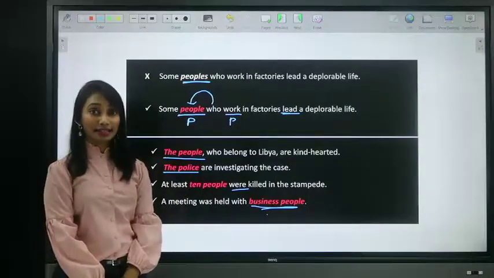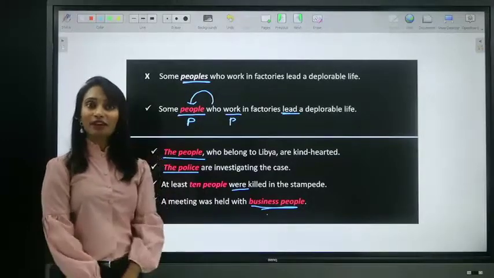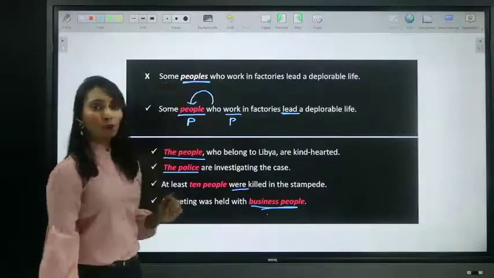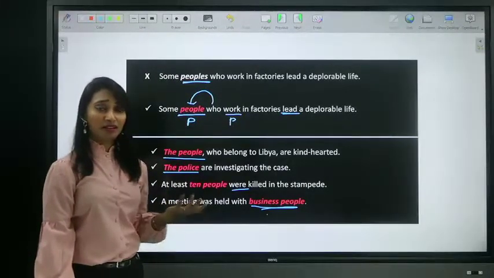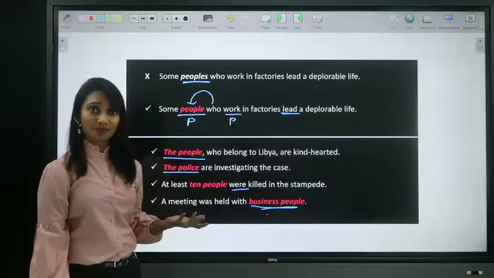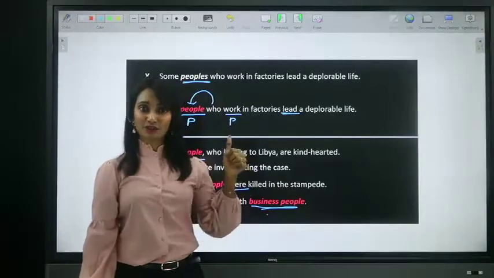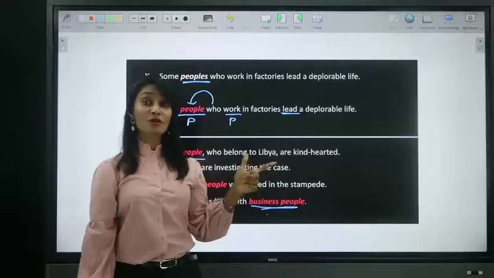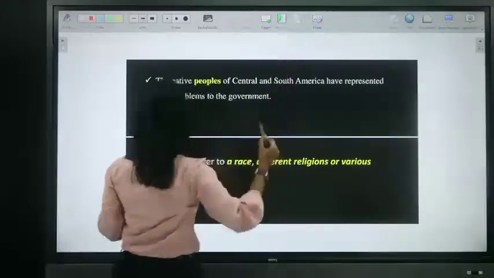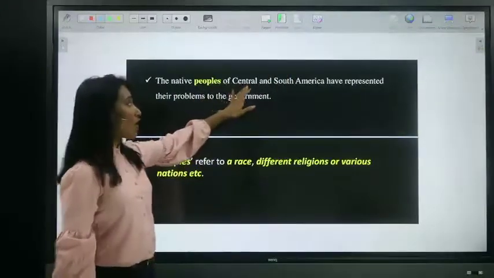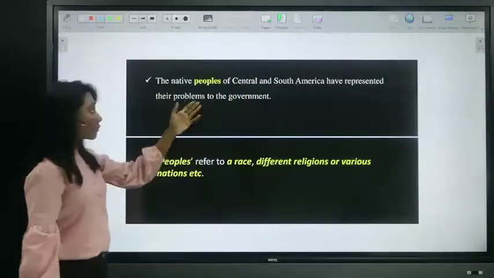However, there is an exception as I discussed yesterday. There is one case where we can add letter S to people and talk in plural. People itself is plural, but why do you add letter S? Means to differentiate the people with a different race, religion, or nationality. For example, the native peoples of Central and South America have represented their problems to the government.